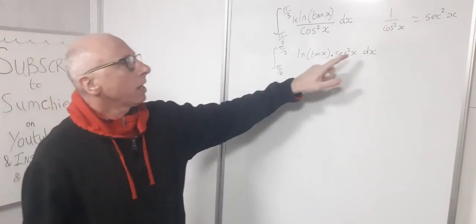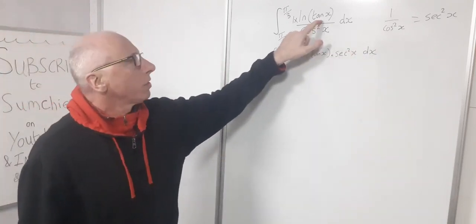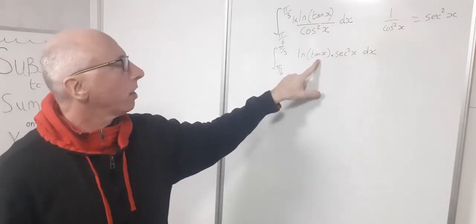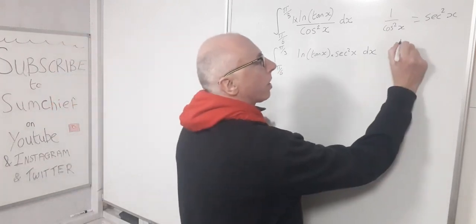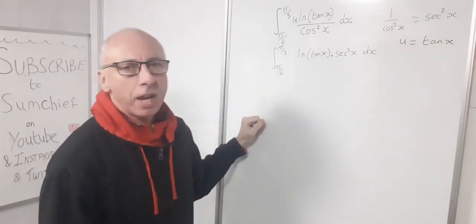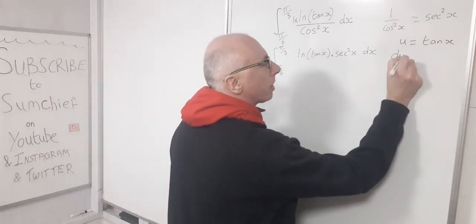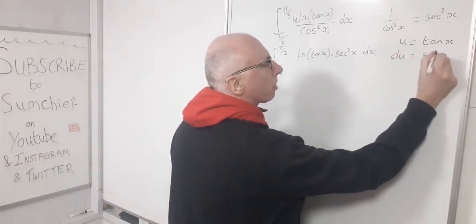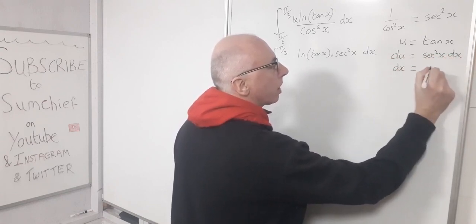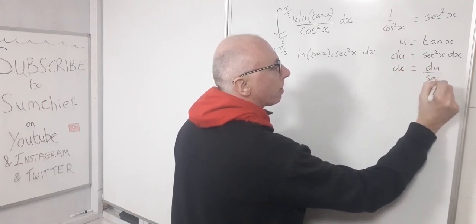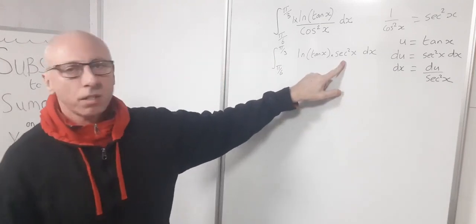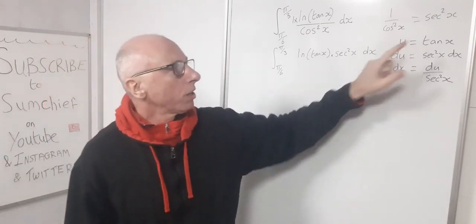And then what we can do is here, as when we take the derivative of tangent x, we get secant squared of x, we can do a u sub and let our u equal tangent of x. So let's do that. So u equals tangent of x, and then taking the derivative, du equals secant squared of x dx. So dx equals du over secant squared of x. And then from this we can see that good things are going to happen when we do our u substitution.